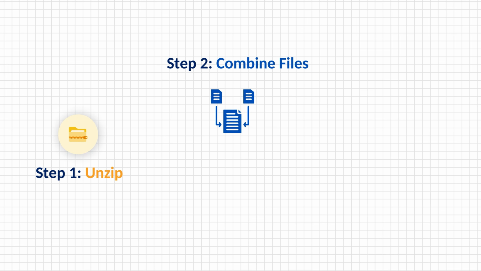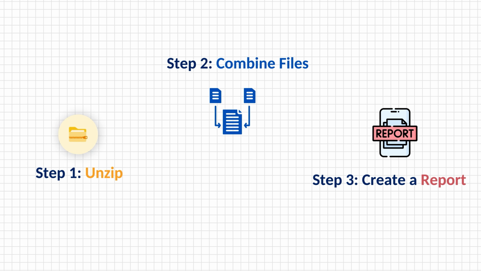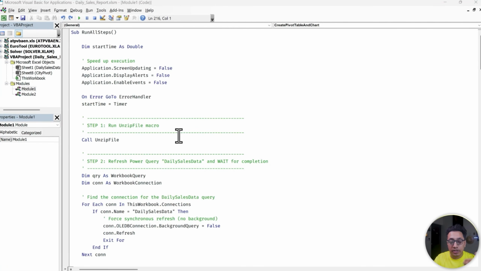Now, before we move to our final automation, we need to do one thing here. That is using a single trigger for all the three steps. A single code to unzip the folder, refresh the query, and then create a report. So let's have a look. And here we have this VBA code that does three things for us.